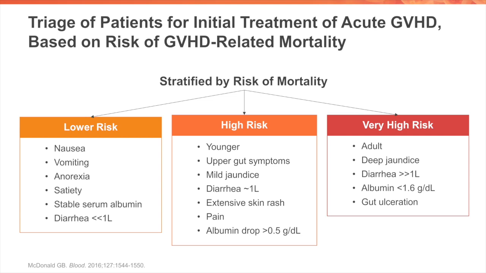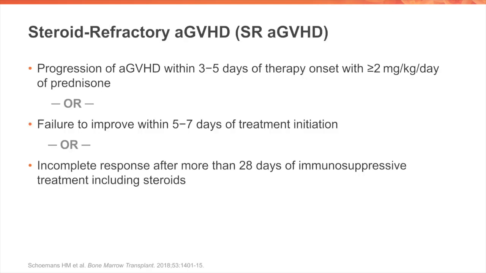After adequately diagnosing and grading graft-versus-host disease, treatment with steroids should be initiated for those who develop grade 2 to 4 graft-versus-host disease. Steroid-refractory acute graft-versus-host disease is defined as patients who progress on steroids in 3 to 5 days from symptom onset, or if they fail to improve within 5 to 7 days of initiation of steroids, or have an incomplete response after 28 days of immunosuppression.